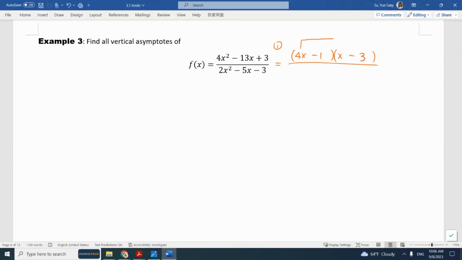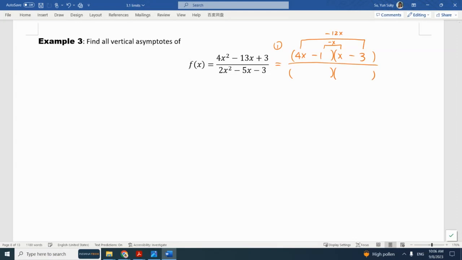See everybody? We factor 4x squared, that gives us 4x and x. And we factor 3 as 1, 3, or minus 1, minus 3. And we multiply the outside, we get minus 12x. We multiply the inside, we get minus x. So when we add them together, we get minus 13x. That's perfect. This is the correct factorization.